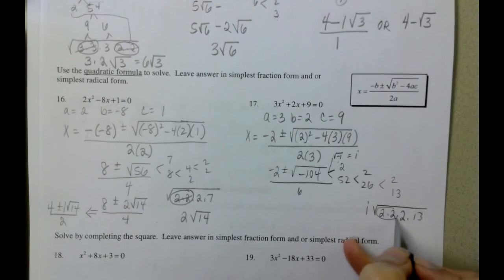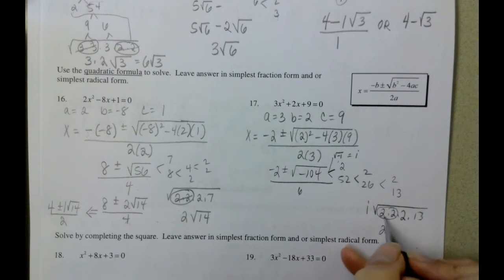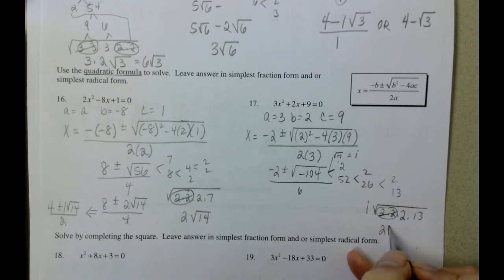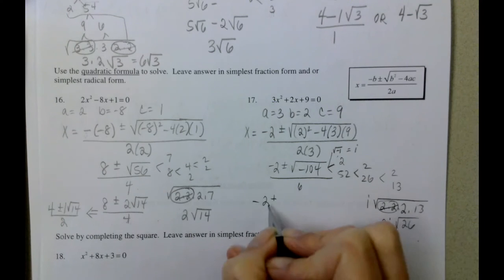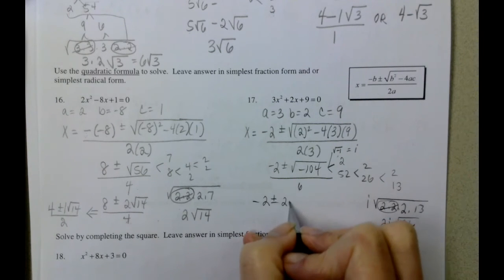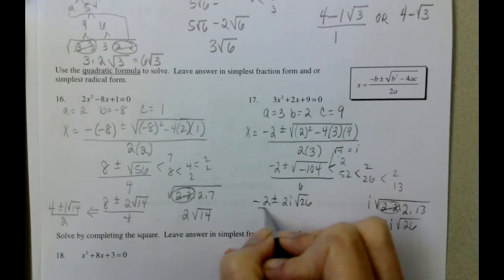We need 2 of the same value to take out 1. So we're going to take out a 2. We're done with those 2's. We've got a single 2 and a single 13. So 2 times 13 is 26. So this becomes negative 2 plus or minus 2i square root of 26 over 6.